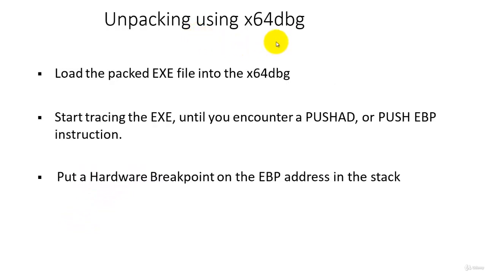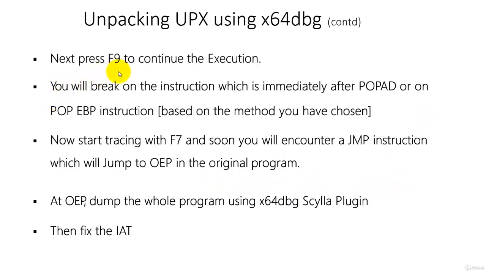Now unpacking using x64dbg. First we load the packed exe into x64dbg. Then we start tracing the exe until we encounter a PUSHAD or PUSH EBP instruction. Then you put a hardware breakpoint on the EBP address in the stack. Next, you press F9 to continue the execution. You will break on the instruction which is immediately after the POPAD or on the POP EBP instruction. Then you press F7 to start tracing, and soon you will encounter a jump instruction which will jump to the original entry point in the original program.